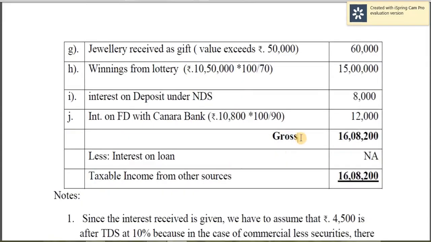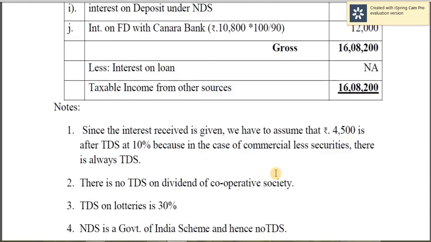So, gross total income is 16,08,200. Interest on loan is not deductible, as mentioned in the note. So net taxable income is 16,08,200.